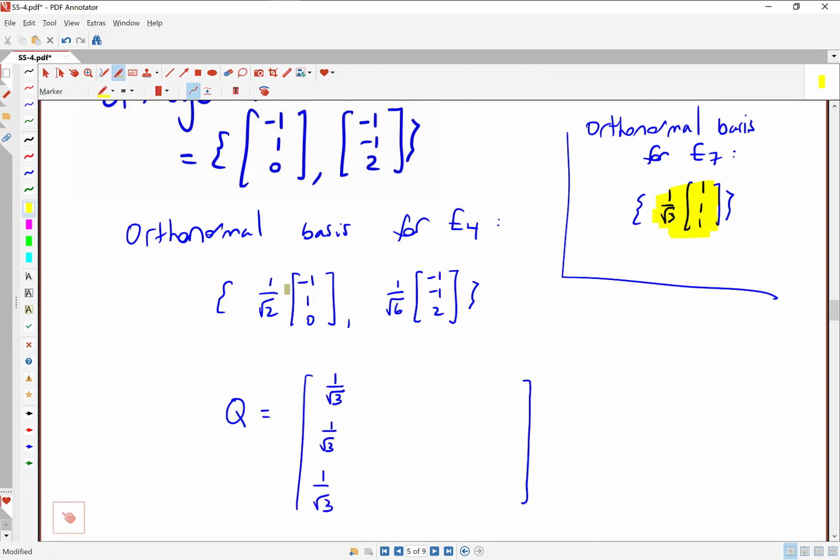Now let's do our second basis vector. So we're looking over here at E4. So we'll write minus 1 over root 2, 1 over root 2, and 0. And then on to our third basis vector, minus 1 over root 6, minus 1 over root 6, and 2 over root 6. And there we have our matrix Q that orthogonally diagonalizes A.